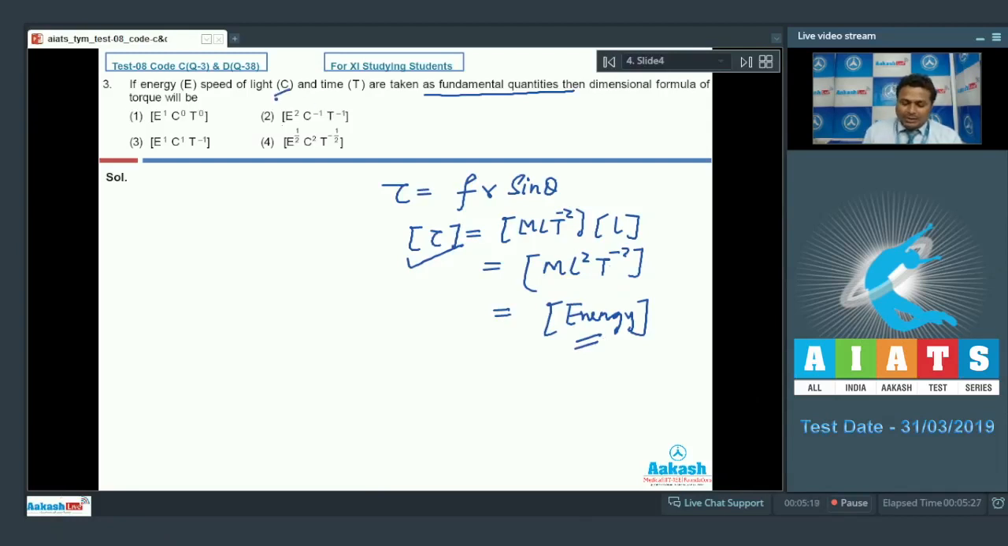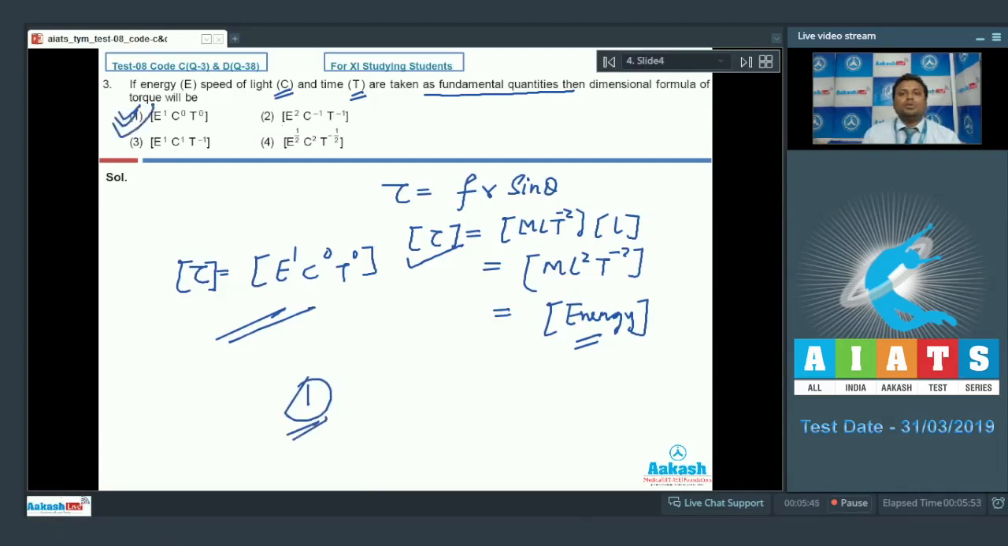So the dimension of tau will not depend upon speed of light c, tau will not depend upon time t. So we will find that the dimension of tau can be written as E to the power 1, c to the power 0, t to the power 0. And if you go through the options, we can say that option number 1 is absolutely correct. So option number 1. Now let us proceed to the next question, that is question number 4.